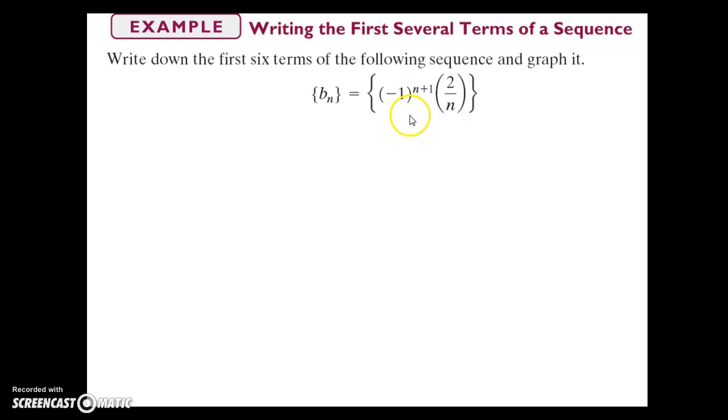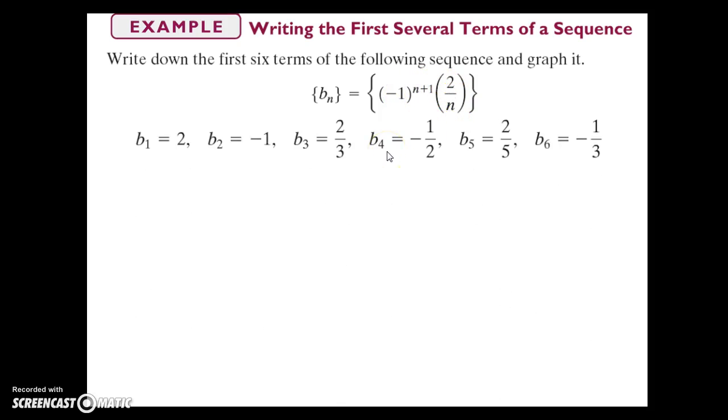Alright, I plug in 2. 2 plus 1 is 3. -1 to the 3rd power. Anytime you have -1 to an odd power, like 3, 5, 7, 9, etc., it stays -1. Negative numbers to odd powers stay negative. Negative numbers to even powers are positive. So this will be -1 times 2 over 2, and 2 over 2 is 1. So -1 times 1 is -1. That should be our second term right here.